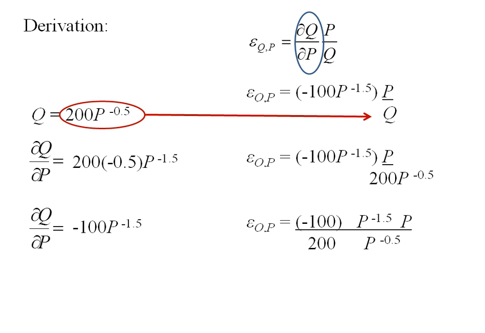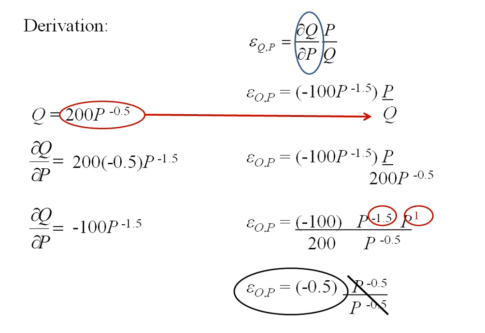And then I can combine these p's. Well, there's really an implicit 1 hanging out here on this p. So the numerator is really p to the negative 0.5, right? Negative 1.5 plus 1 is negative 0.5. Well, now my numerator and denominator are going to cancel out, leaving me with an elasticity of negative 0.5. So if you recognize your demand equation is a constant elasticity form, all you need is the exponent on price and you know your elasticity.